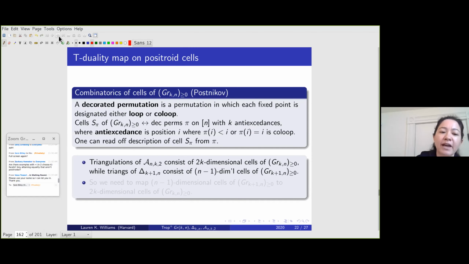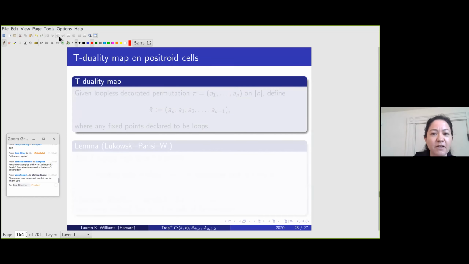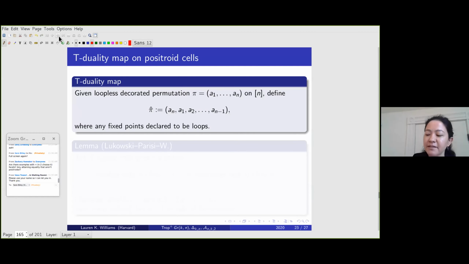Okay. And we have that triangulations of the amplituhedron consist of 2k-dimensional cells of Gr(k,n), and triangulations of the hypersimplex consist of (n-1)-dimensional cells of a related Grassmannian. So we have to map (n-1)-dimensional cells of Gr(k+1,n) to 2k-dimensional cells of Gr(k,n). Okay, so here's how we're going to do it. Let's start with a loopless decorated permutation pi written in list notation as a_1 through a_n, and let's define pi hat by just cyclically rotating the entries of our permutation and declaring any fixed point that pops up to be a loop.